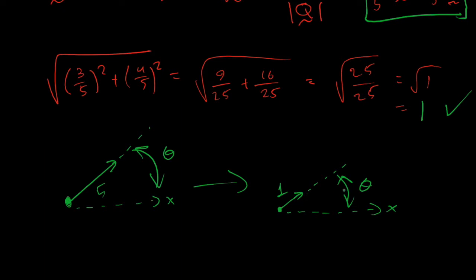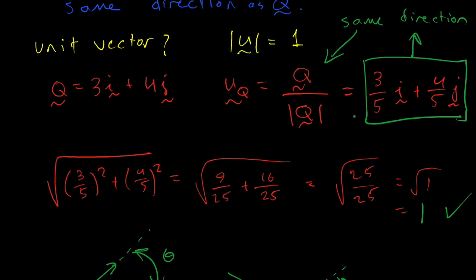The angle is still theta. The only thing that has changed is the magnitude of this vector. Its direction is still the same. So this is basically what we have done with this calculation.